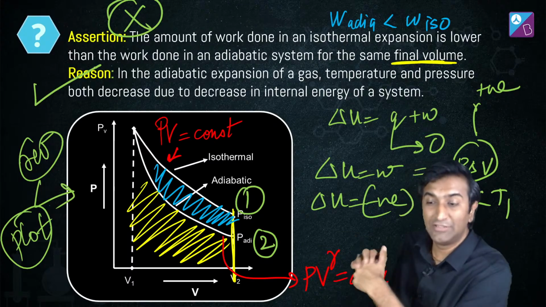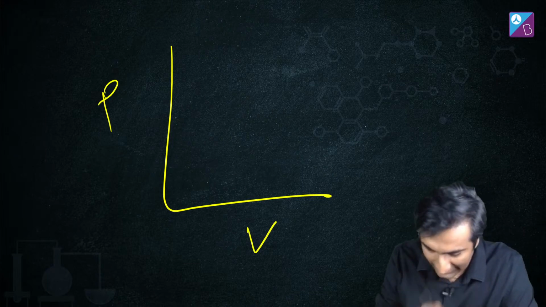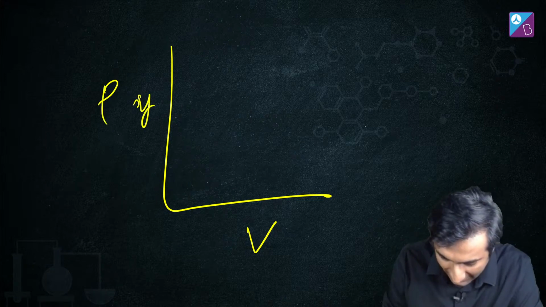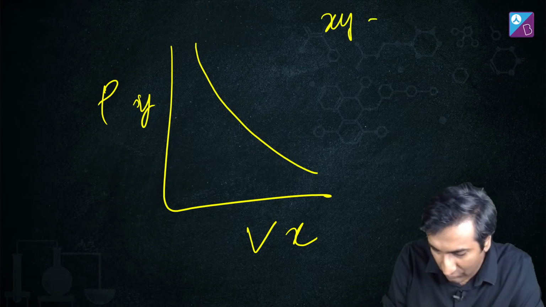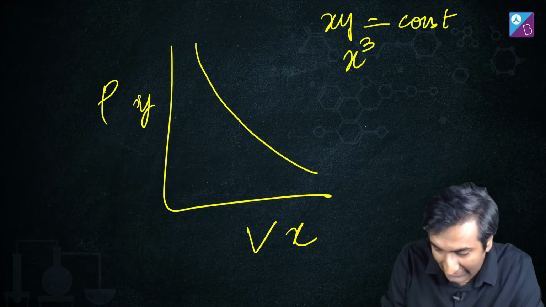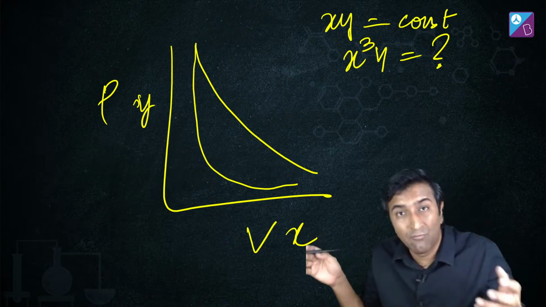You see what's different between these two? Let me use the empty space to explain this. It's like saying I've got P versus V, which is the same as, say, X and Y. Now, the graph of XY equal to constant is going to be this. If I draw a graph of X^3 times Y, how's the graph going to look? It's going to become more and more rectangular.